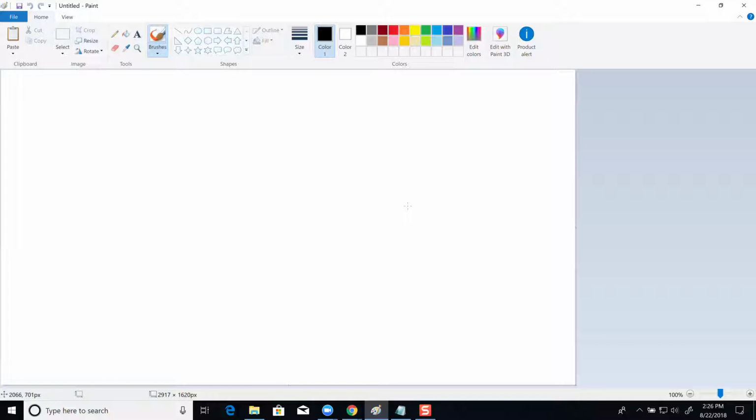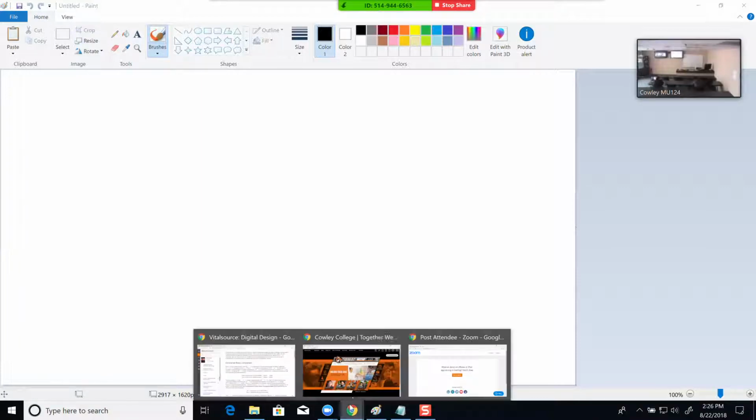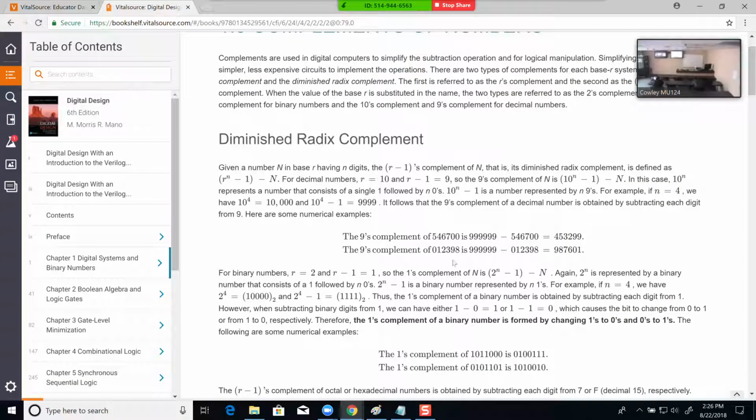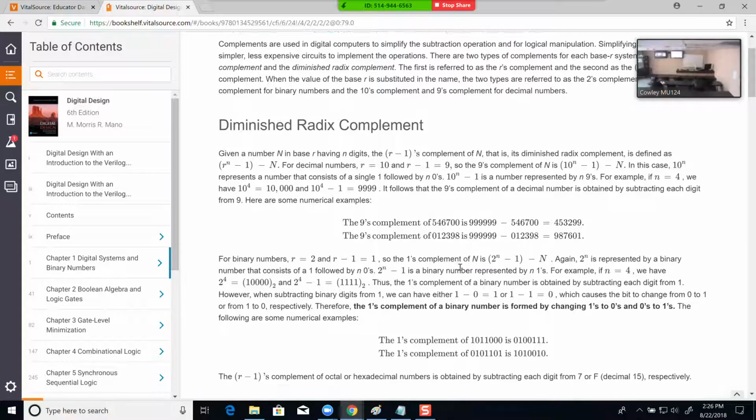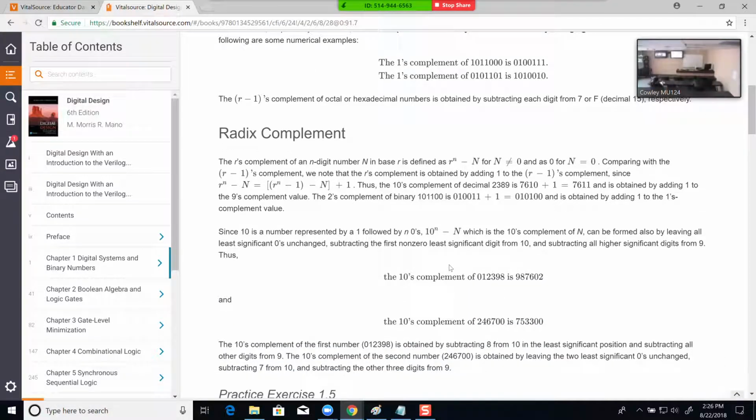Okay. Now, next thing on page 12. Well, I shouldn't say 12. Yeah, it is 12 in your book. Let me look at the ebook, see where it's at. That was the diminished radix complement. This is the radix complement.